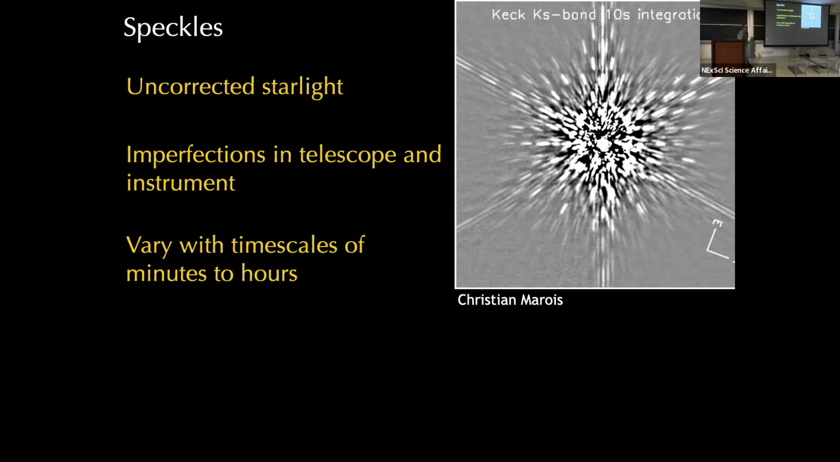So the starlight goes to the bad place, you end up with speckles all over the image, and those imperfections in the optics change over time. The temperature of your telescope changes over the course of the night. As your telescope tracks across the sky, gravity's pointing in a different direction, and you have these imperfections changing, so the speckle pattern changes minute to minute, hour to hour. You have to somehow get past these speckles in order to see the planets that are hiding underneath.